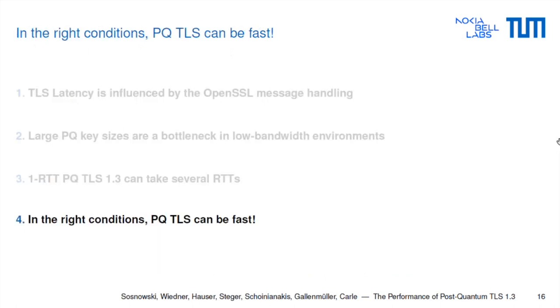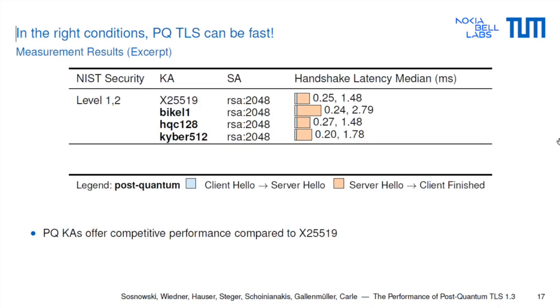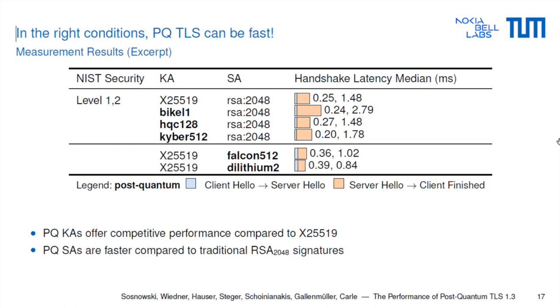All right, the last insight is that they can actually be quite fast. So again, let's have a look. Here we see all our key agreements that we ever evaluated. The top row is the state-of-the-art baseline we have, X25519, an elliptic curve algorithm. And then we evaluated Bike, HQC, and Kyber, the post-quantum algorithms. On the right side, you see the handshake latency. And you see they are all fast, which is really great. Only Bike is a little bit slower. If we go to the signature algorithms, you see that Falcon and Dilithium are even faster than RSA.